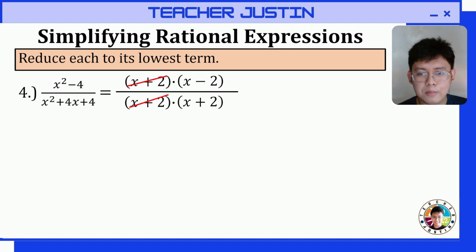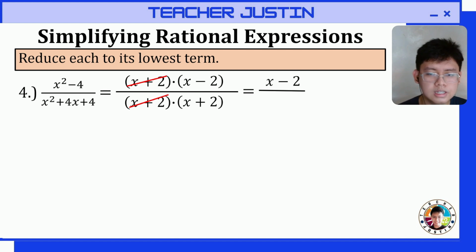So, since wala ng common factor, let's copy the remaining factors of our numerator and denominator. So, sa numerator, ang natira is x minus 2. Sa denominator naman, ang natira is x plus 2. So, our final answer, which is the simplified rational expression, will be x minus 2 all over x plus 2. And that's it. Tada! Alright.